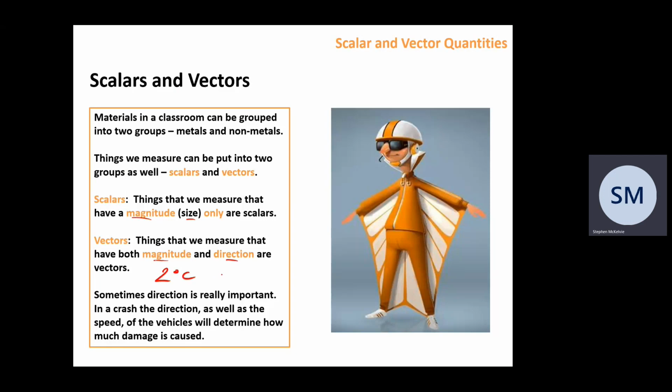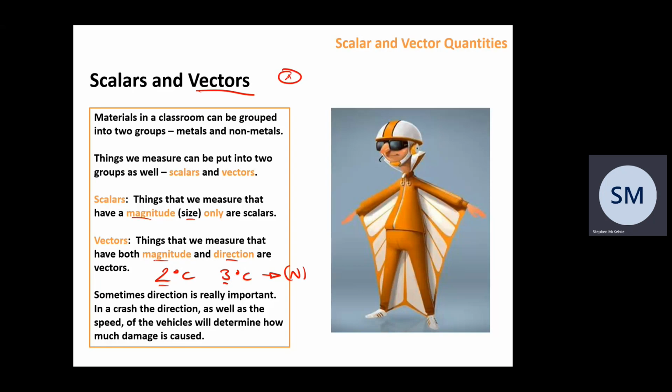Now, it's something to think about. 2 degrees Celsius can go up to 3 degrees Celsius, but it's only the number that's increasing. It's only the magnitude that's increasing. Temperature can't go right and it can't go north. So it doesn't count as a vector quantity. So just be careful when you think about it. Is it the number that's increasing, or is it the quantity, something that we can measure, that is changing direction?